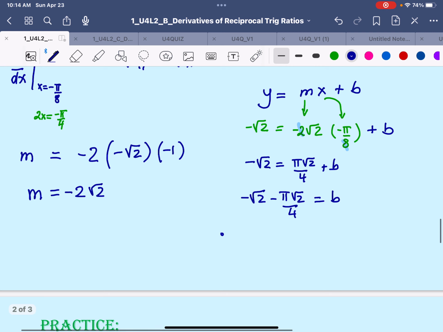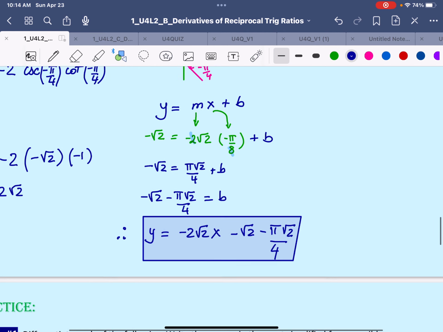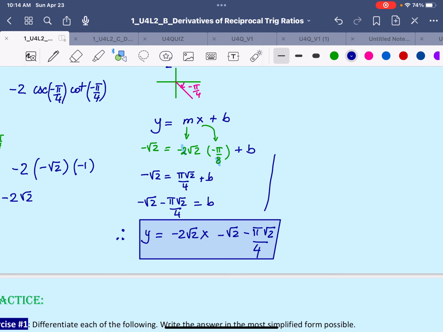That gives the equation of the tangent as y equals negative 2 root 2 x, and then minus square root 2 minus pi root 2 over 4. This is the slope y-intercept form of the tangent line. If we want to write this with all the terms on the left side of the equation, we end up with 2 root 2 x plus y plus root 2 plus pi root 2 over 4.